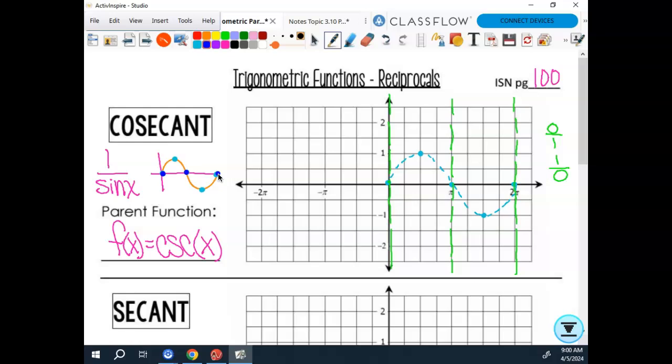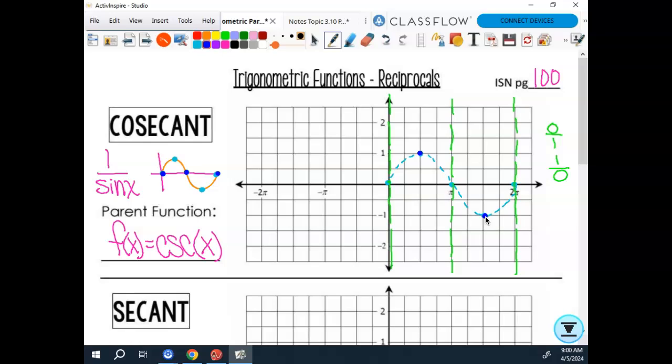What is the reciprocal of 1? 1. Halfway between these two, I'm at -1 for sine. What's the reciprocal of -1? -1. Okay. Then so this is pi halves.